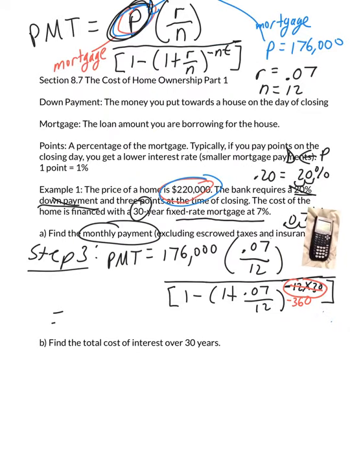So I'm going to write approximately, for rounding to the nearest dollar, we said we got $1,171.